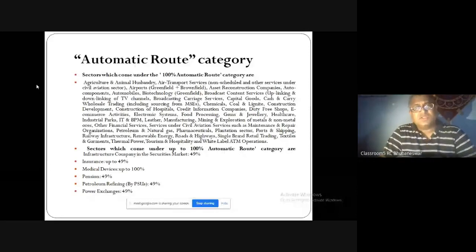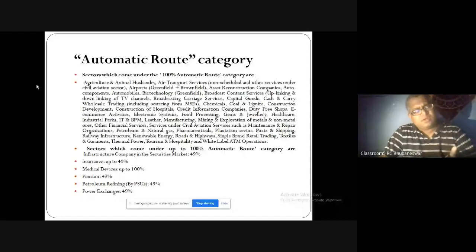And also, some sectors do not come under the 100% category. They come with some percentage in the automatic category. In insurance, the government allows FDI of only 49%, medical devices 100%, and pension funds, that is NPS, the new pension schemes funds under PFRDA, 49%, petroleum and refining 49%, and power exchanges 49%. It means infrastructure companies and the securities market, in the capital market, 49% is allowed in the FDI category through the automatic route. Automatic route means there are no rules and regulations to be framed to invest in different sectors of business, with no purview under the government guidelines.